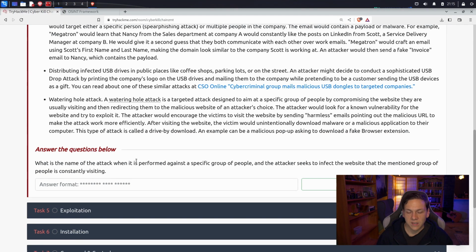What is the name of the attack when it is performed against a specific group of people and the attacker seeks to infect the website that the mentioned group of people is constantly visiting? That's a watering hole attack.